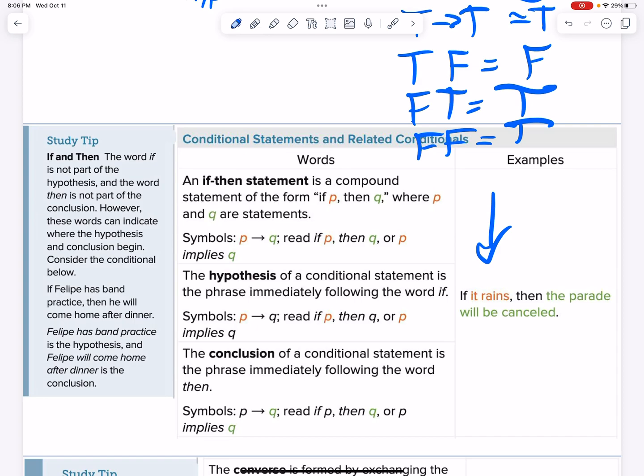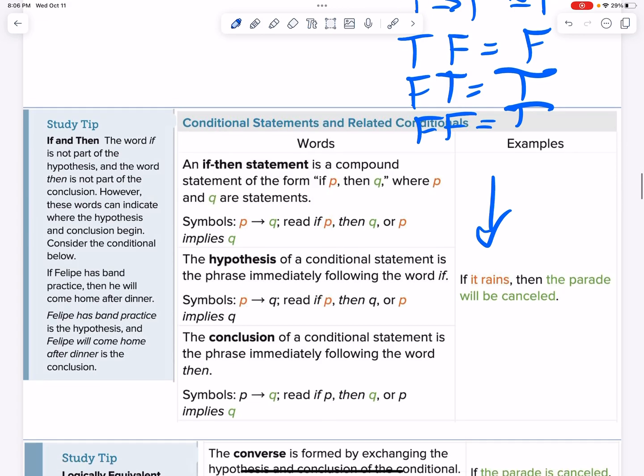So the truth value of that is going to be probably true, right? If it's going to rain, true, the parade will be canceled, true. So when we go to look at these, hypothesis implies conclusion, we can say that this is a true statement. It doesn't always have to be math stuff, okay?